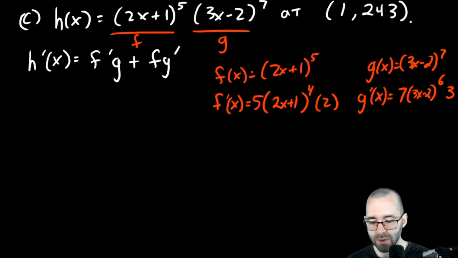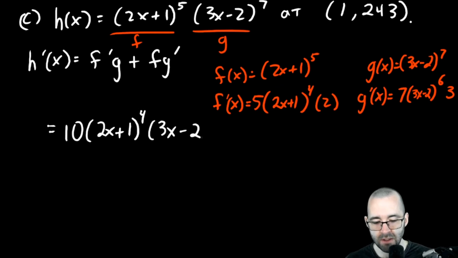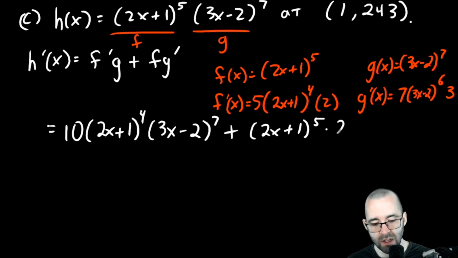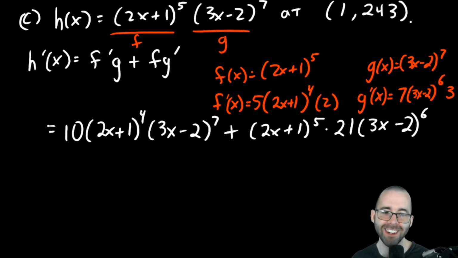And now we use the product rule. So h prime of x is equal to f prime, which is 10 times (2x plus 1) to the 4th, times g, which is (3x minus 2) to the 7th, plus f, which is (2x plus 1) to the 5th, times g prime, which is 21 times (3x minus 2) to the 6th. And now there's a little simplification we can do here.